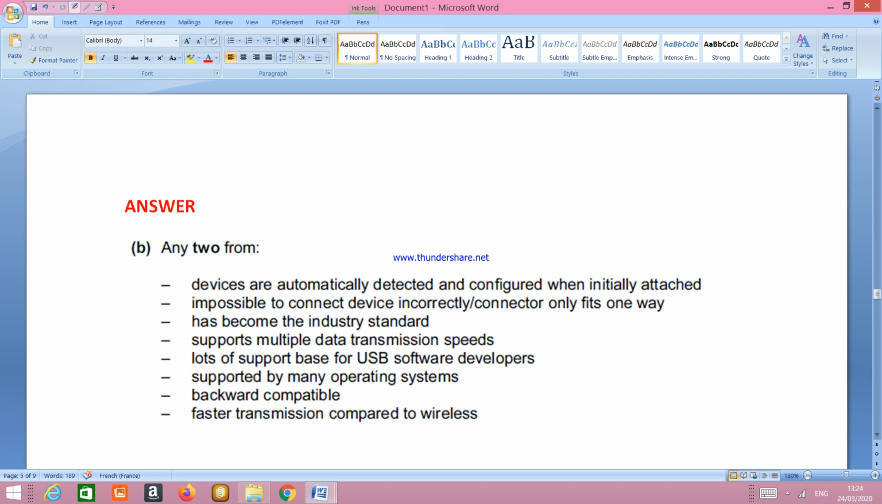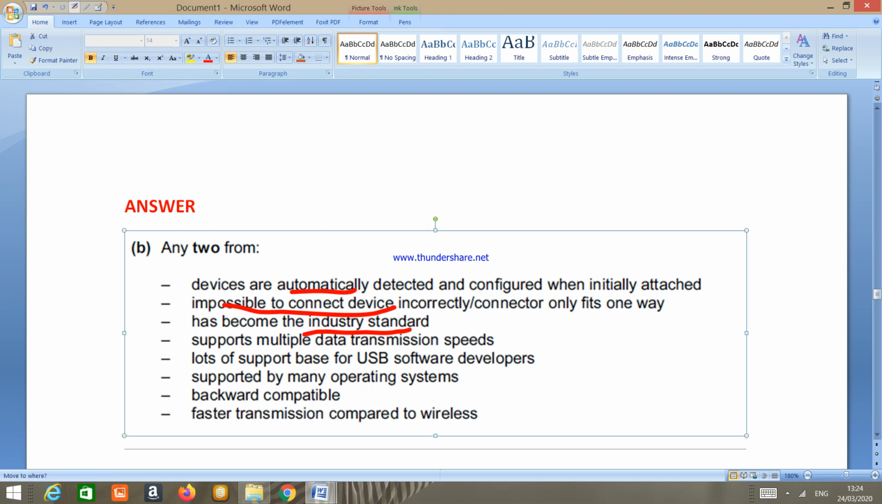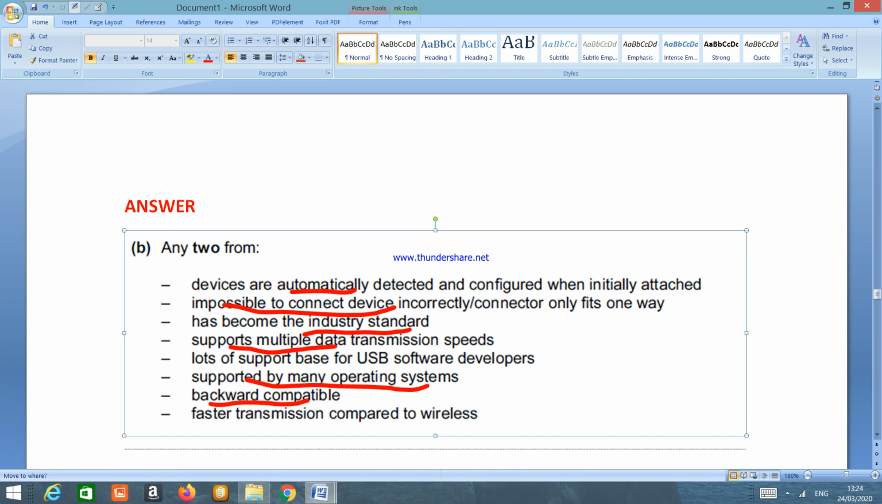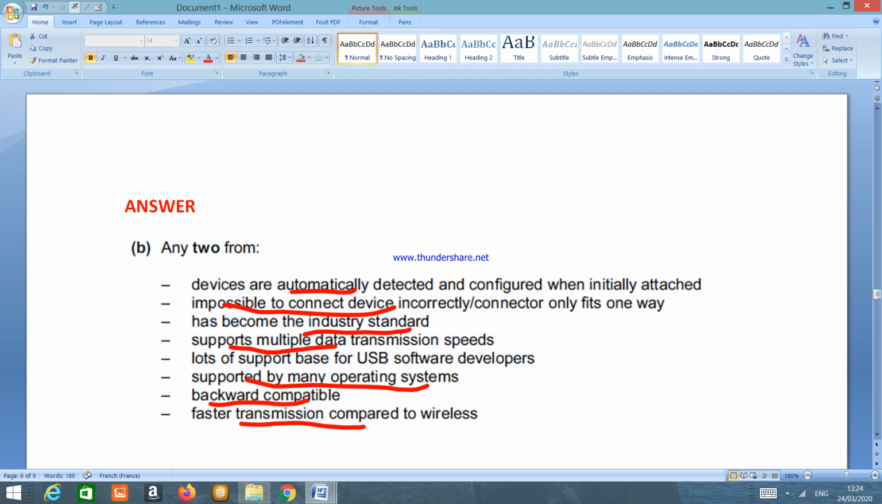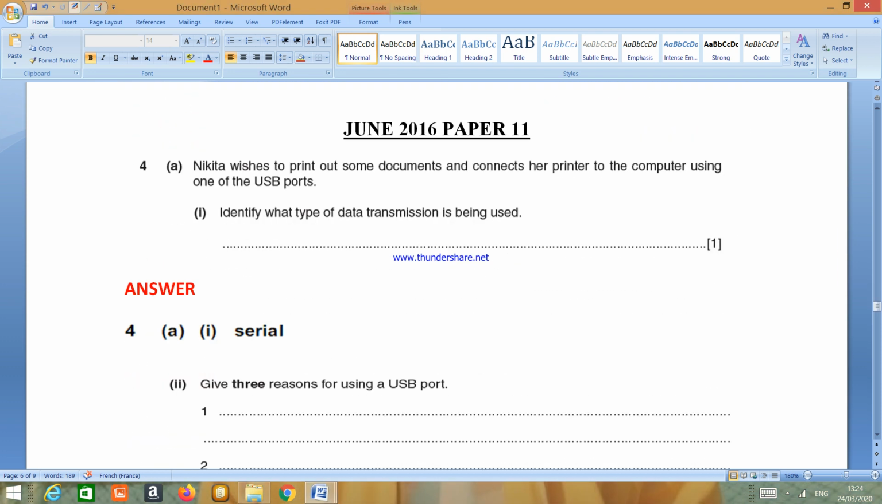So the benefits of USB are like this: automatically detects, impossible to connect in a different way, industry standard, supports multiple data transmission, and supported by many operating systems. It is backward compatible and has faster transmission compared to wireless. Let's look at another question now.